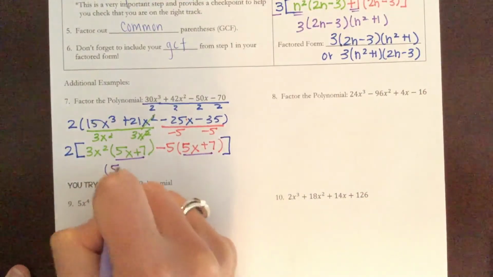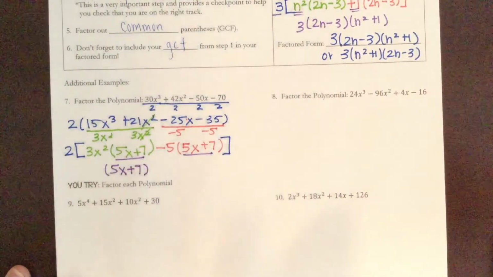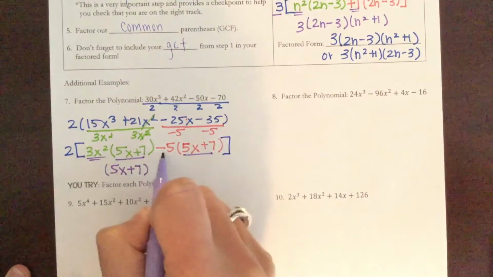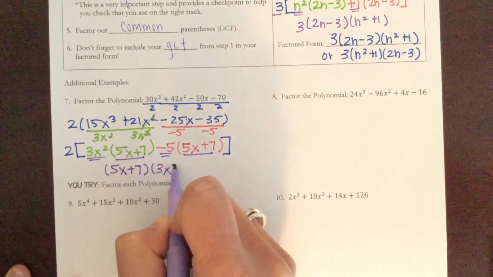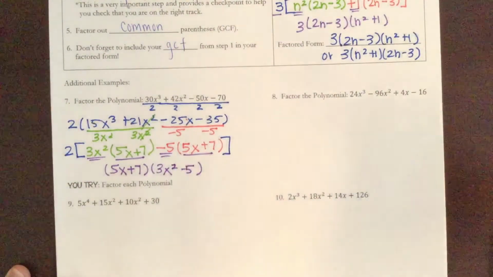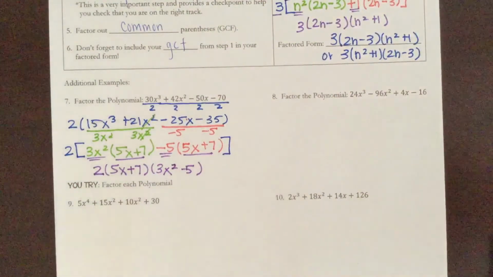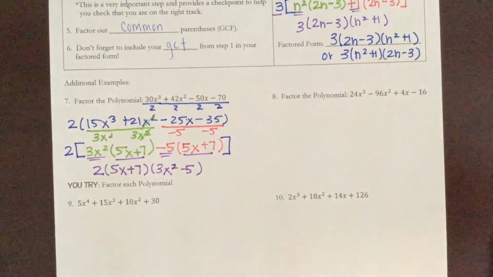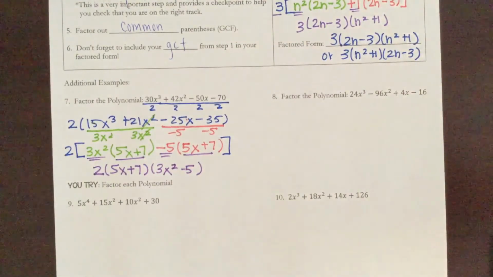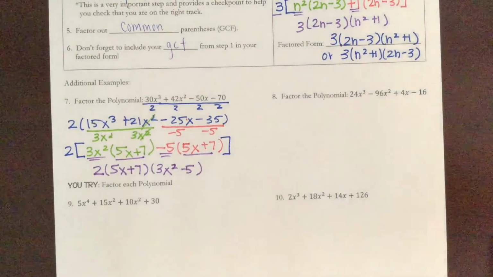So 5x plus 7 is one factor. 3x squared minus 5 is the other. And then we just need to make sure that we include our original GCF. So 2 times 5x plus 7 times 3x squared minus 5 is our factored form.